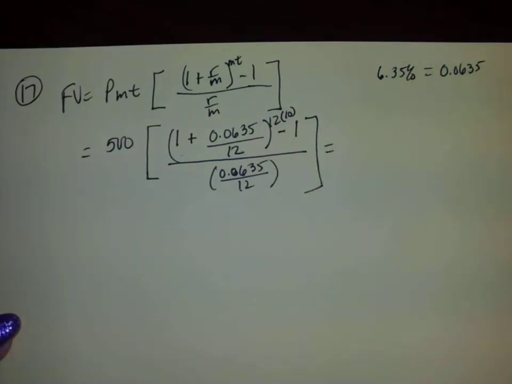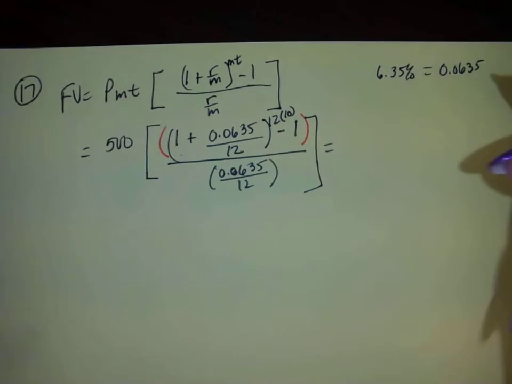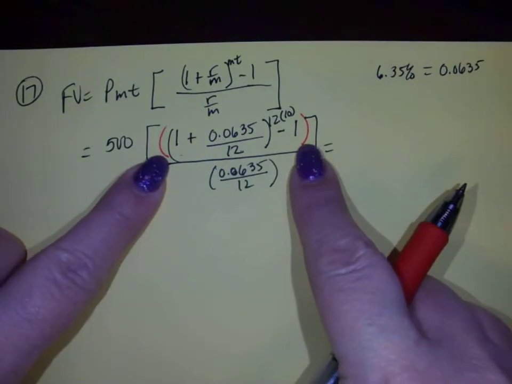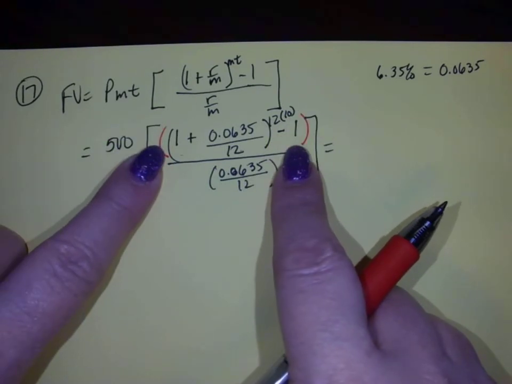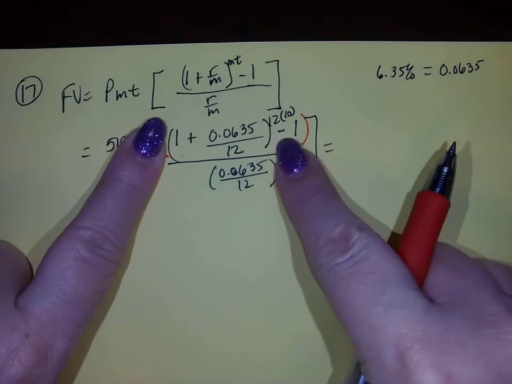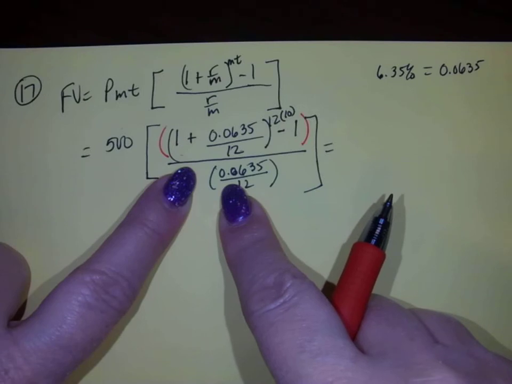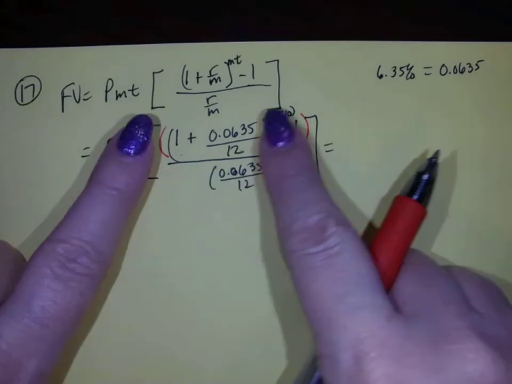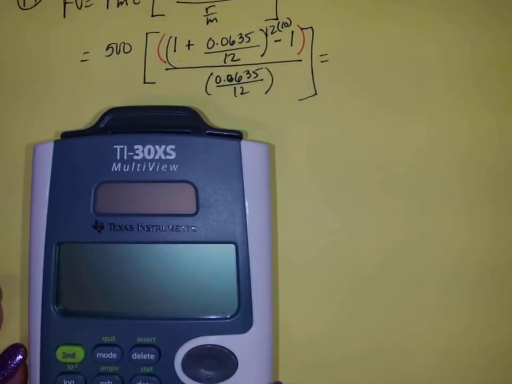Now, when we put this in the calculator, you have to make sure you're treating everything properly. On the top, you have to put this whole part up here in parentheses. If you don't, then it won't follow the rules of PEMDAS. So make sure you parenthesize the whole thing. Otherwise, when you do the minus 1 and then you hit the divide button, the minus 1 will get multiplied by that, and you don't want that. So we'll put this into the calculator together.